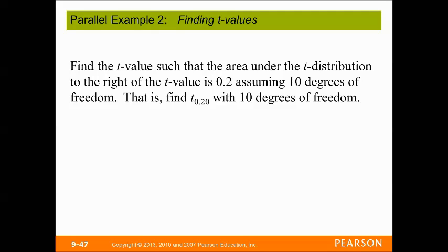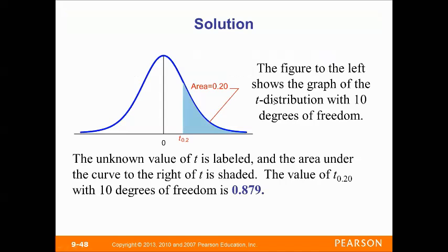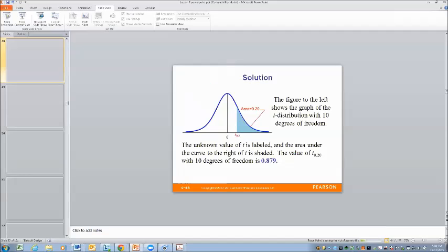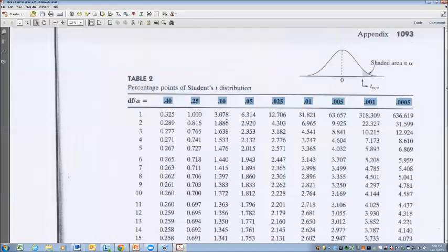So now let's see if we can find a t-value such that the area under the t-distribution to the right of the t-value is 0.2, and we assume 10 degrees of freedom. In other words, I want to find t sub 0.2 with 10 degrees of freedom. So we're going to go back to our table, and again, t sub 0.2 means I want 20% of the area to be to the right of that t-value. So let's go to our table. Oh, I don't have a 0.2 in my table.